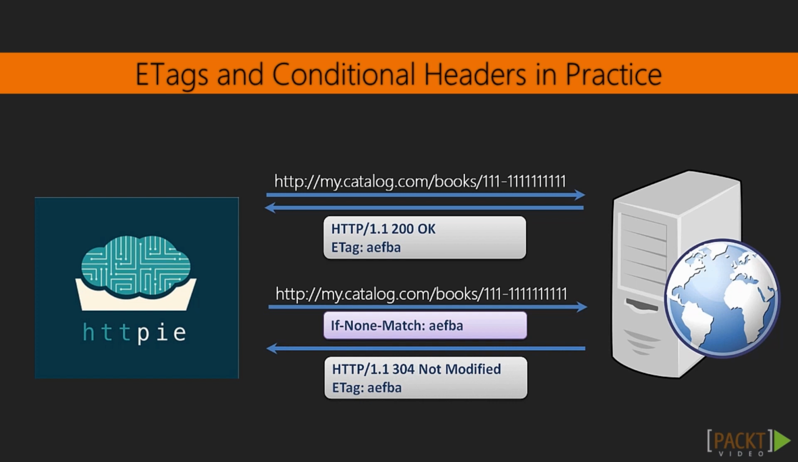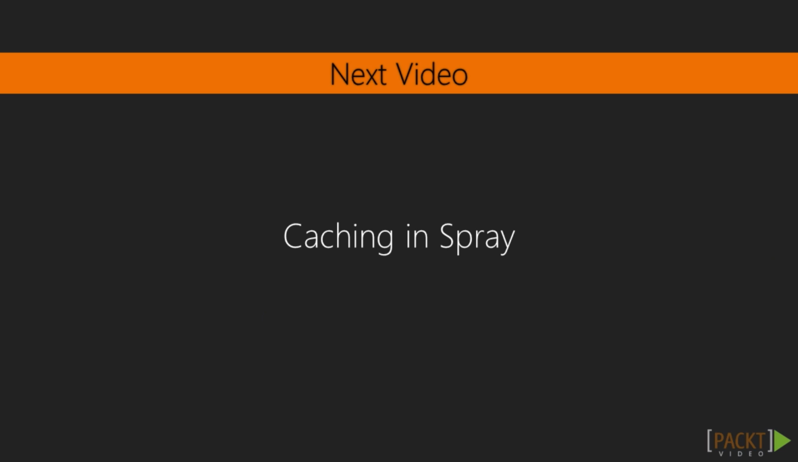In this video, we have just scratched the surface of such an important topic as caching. We spent most of our time discussing the different caching mechanisms provided by the HTTP protocol specification and how they are typically used by browsers and independent clients. In the next video, we're going to learn about another Spray module, spray-caching, and the capabilities it provides.